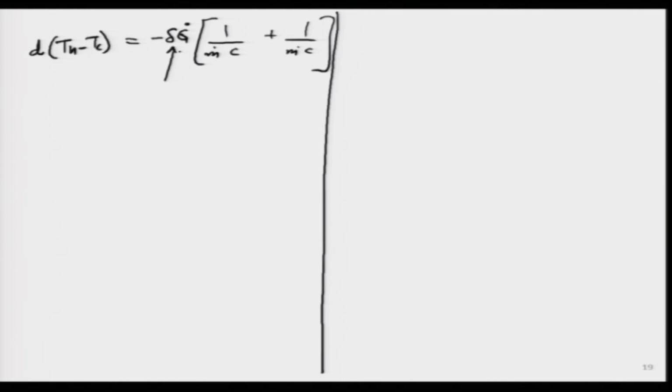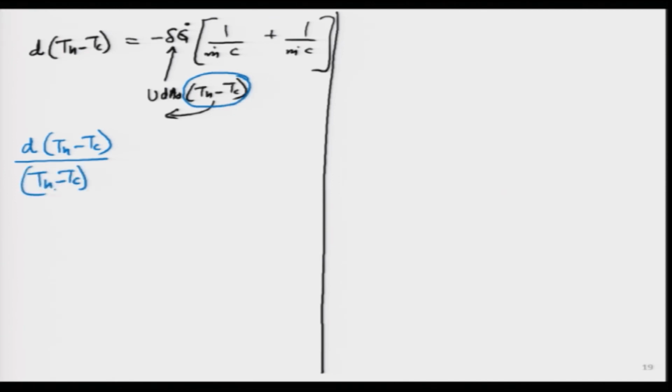Now, what I am going to do is replace over here the expression U dA into Th minus Tc, and let us take this Th minus Tc on the other side as well. So, I am going to do two steps at once. What it turns out is the left-hand side becomes d of Th minus Tc divided by Th minus Tc, with a minus sign over here. What remains is this term. So, we have U dA times 1 divided by something, plus 1 divided by something. It is long, so I am not going to write it over here.